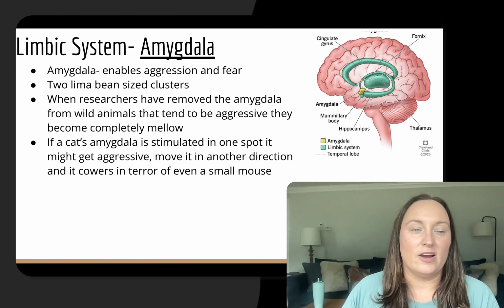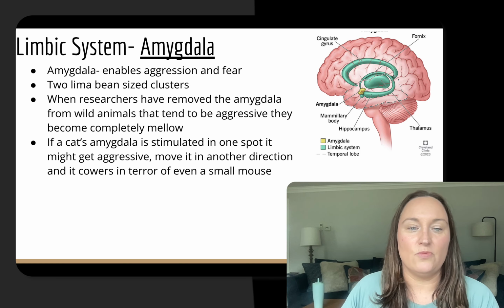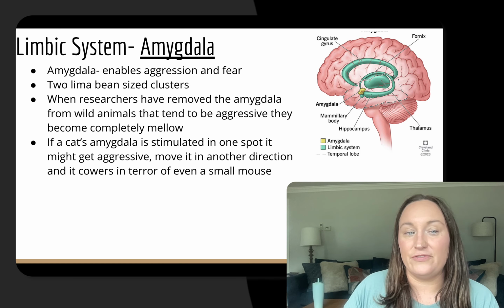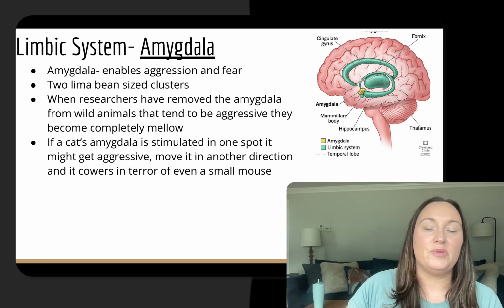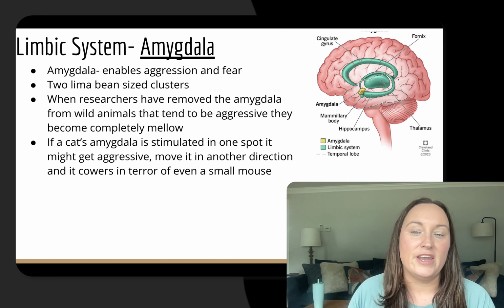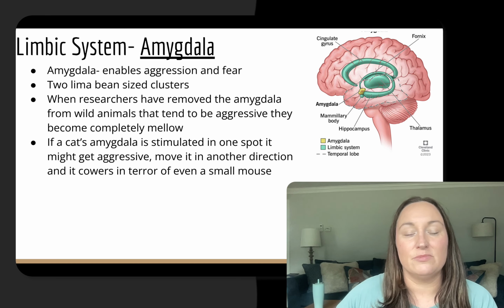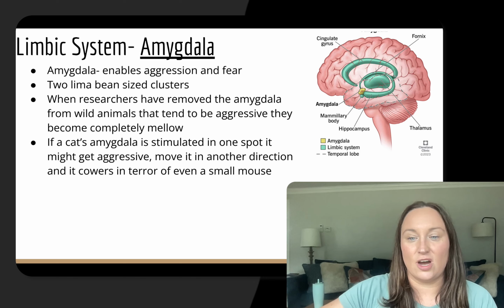So the first part of the limbic system is the amygdala. So you want to think aggression and fear. If you were to stimulate the amygdala, there would be an increase in aggression and fear. If you were to lesion the amygdala, then there would be a very subdued animal. There would be a lack of fear, a lack of aggression, a very docile animal.